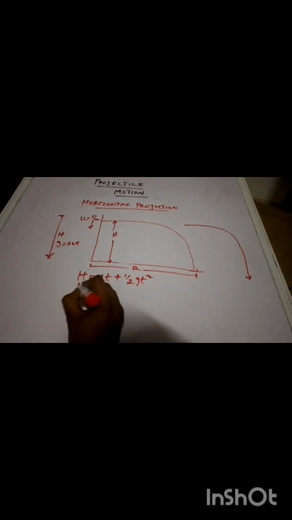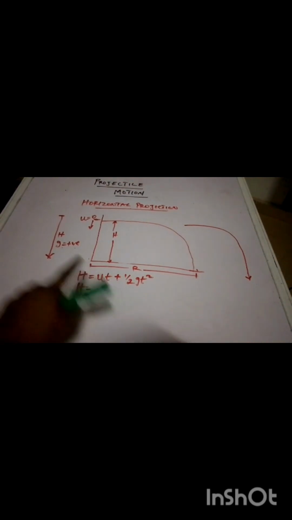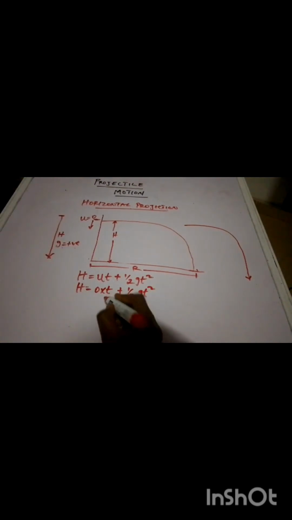So our h will now be ut. Since u is 0, 0 multiplied by t is 0, plus ½gt². So in this case, our h is going to be gt²/2. Which means when a body is projected horizontally, the formula to find the height of fall of that object is going to be gt²/2.